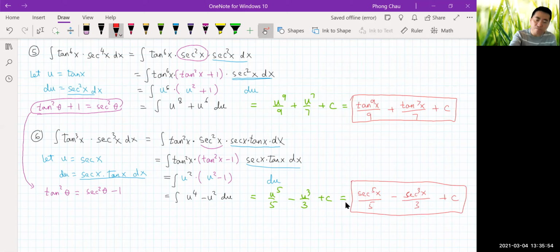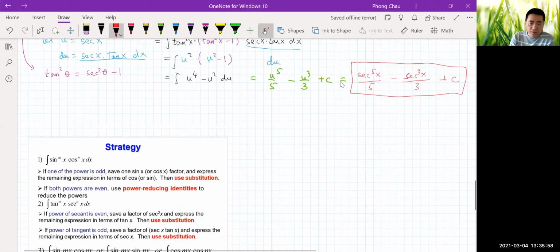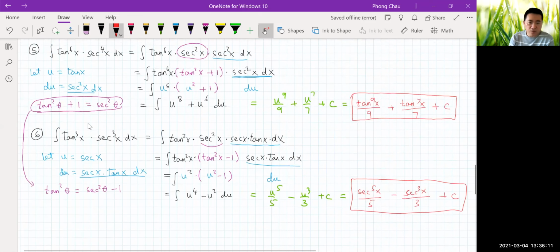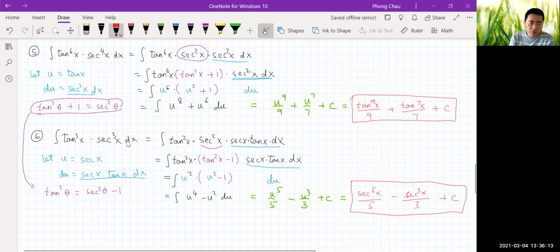Okay. Now that leads to the following. If you're trying to see the strategy, what happened is it says when the power of secant is even, this is what you do. Power of tangent is odd, this is what you do. Again, I don't suggest you do it that way. Just choose one for yourself, and if it doesn't work, you switch.